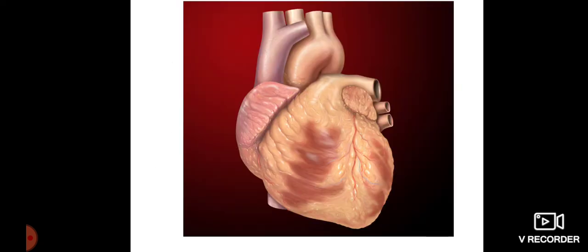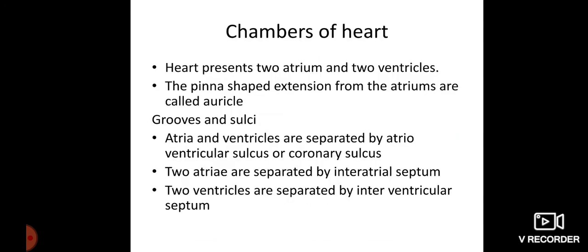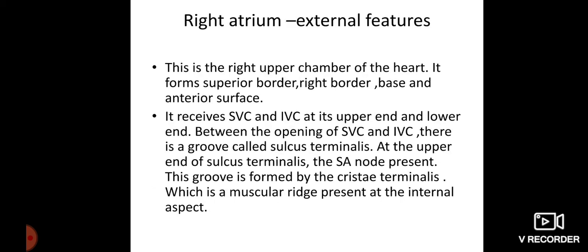While seeing the right atrium, this is the right upper chamber of the heart. It forms the superior border, contributes to the right border, and contributes to the anterior surface also. So the right upper chamber forms the superior border and right border. Then part of the base is also contributed by the right atrium.